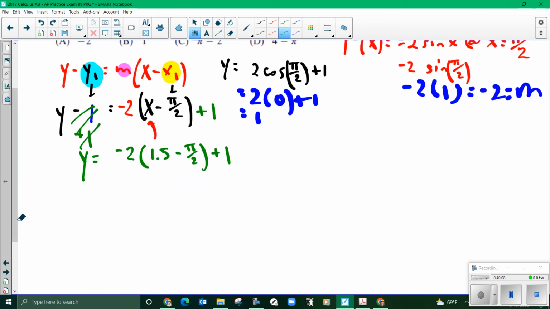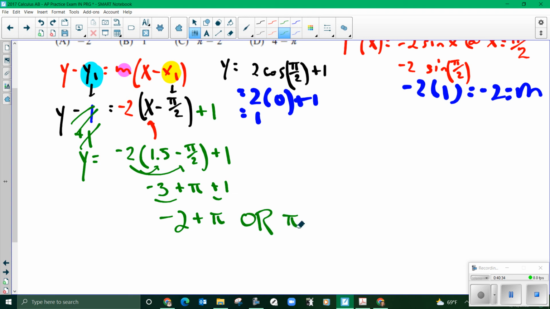I'm going to have to distribute this. Okay, negative 2 times 1.5 is negative 3. Negative 2 times a negative pi over 2 is just going to be positive pi. And then we still have our plus 1 on the outside. Okay, so we just did this. And negative 3 plus 1 is negative 2 plus pi, which if they want to write it, you can put the positive pi first, then the negative 2.